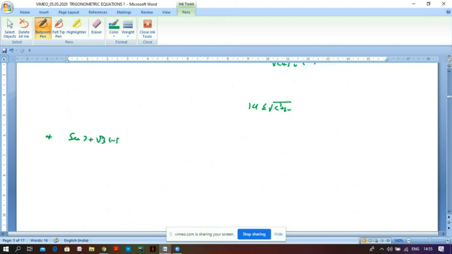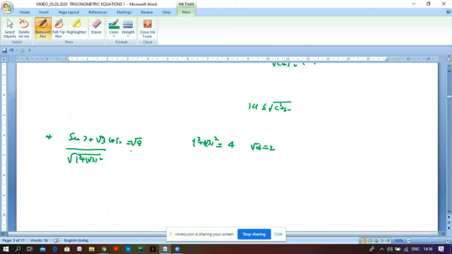So sin x plus root 3 cos x equal to root 2, we want to capture all solutions. So we divide by root of 1 square plus root 3 square, a square plus b square. That is your 4, and if you take root, root of 4 becomes 2. So we are saying that divide this by root of 1 square plus root 3 square.